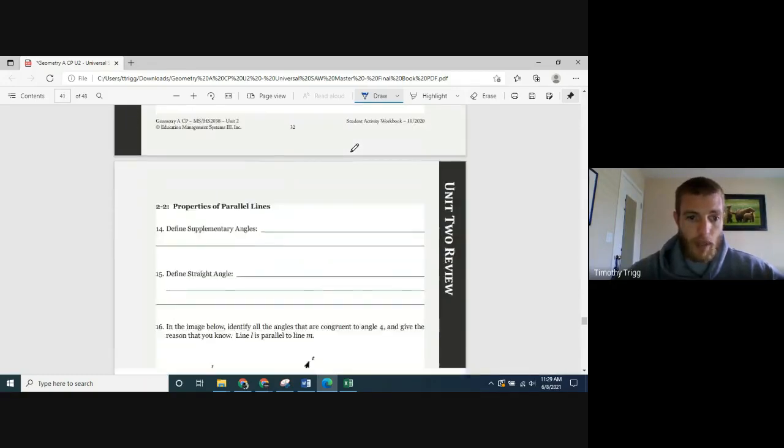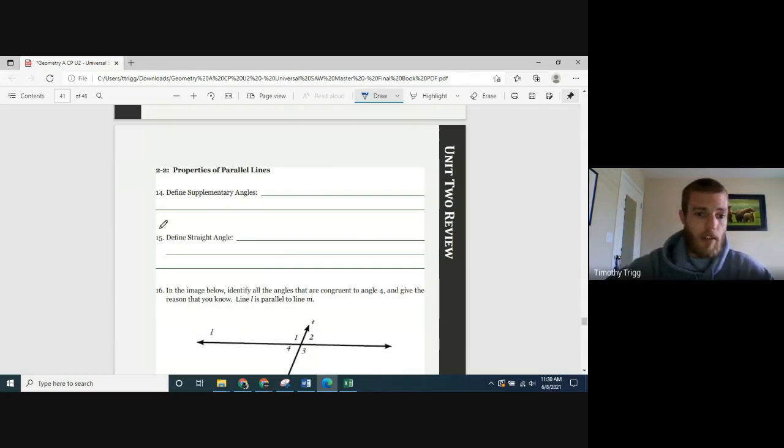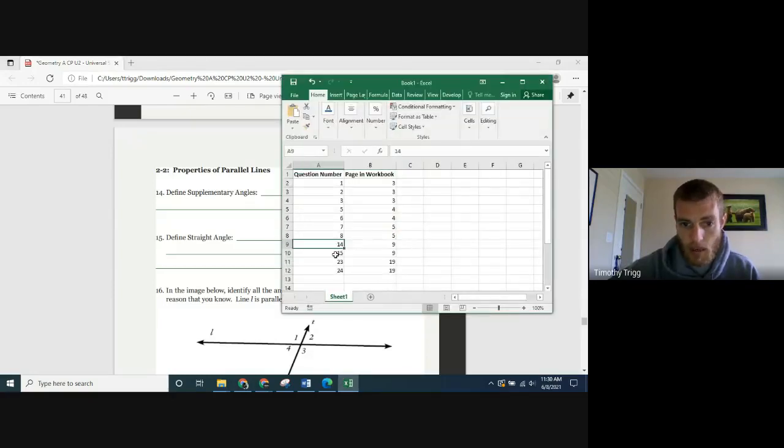Okay, moving along. Question 14 and 15, these are just definitions, and you can find those in the packet. For questions 14 and 15, you can find both of those on page 9 of the workbook. All right, so go ahead and go to page 9 of the workbook, find those definitions, and write them in.